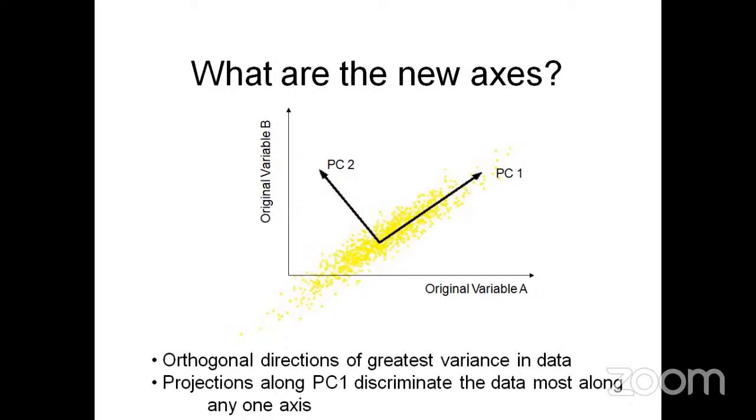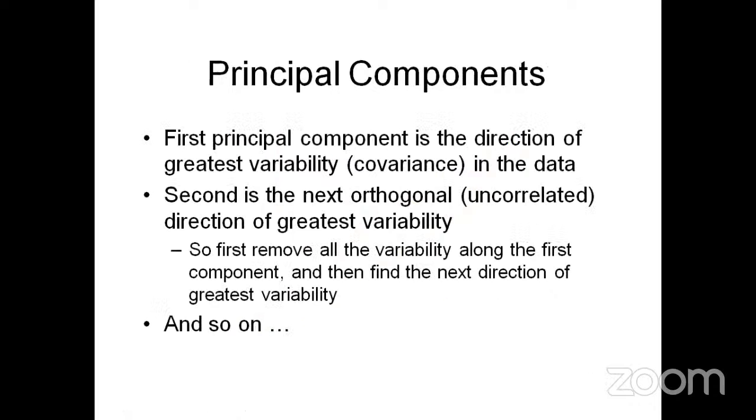Projections along PC1 discriminate the data most along any one axis. So here it is PC1; these are the more prominent data set or the more prominent factor. That's why it is called PC1. Whenever you are doing this, you will directly get which are PC1 and PC2.